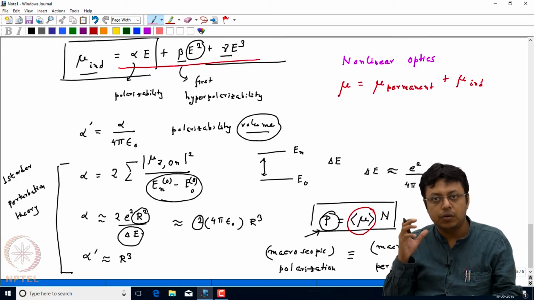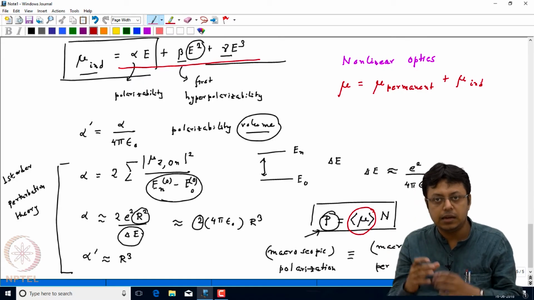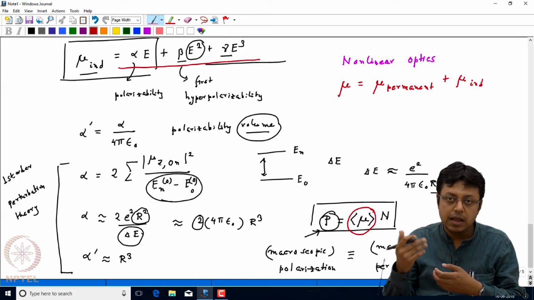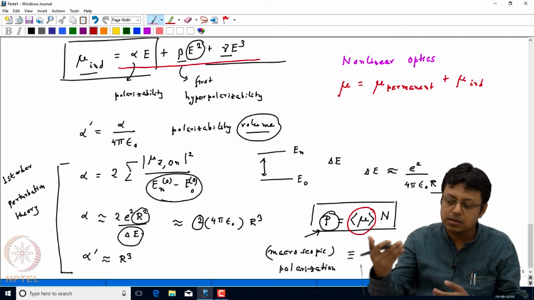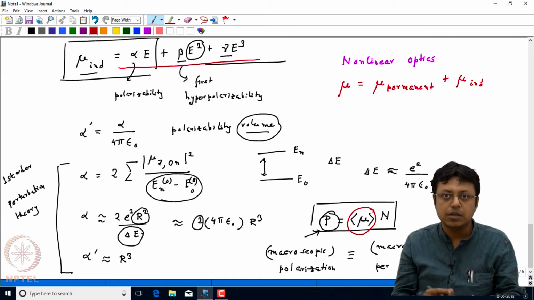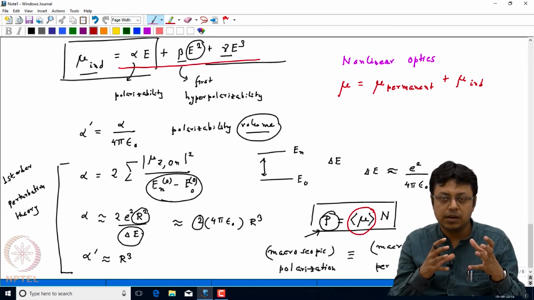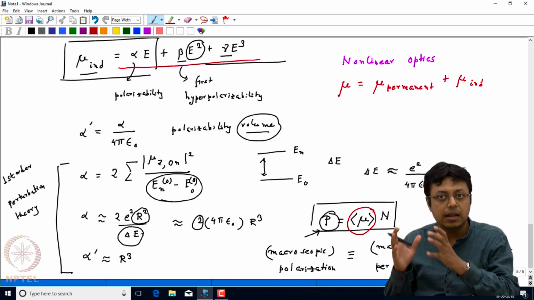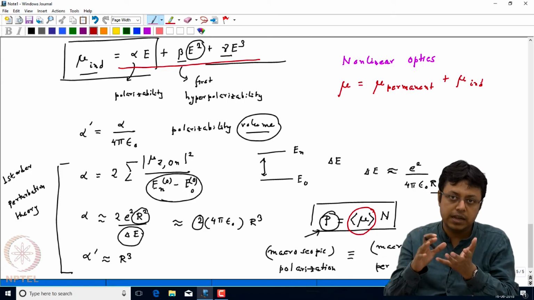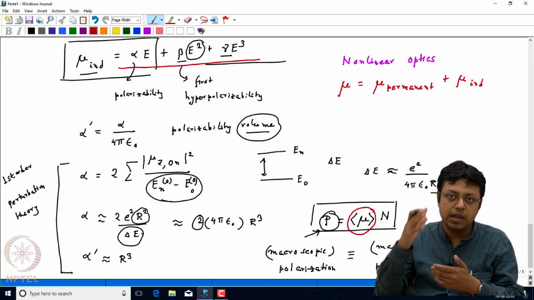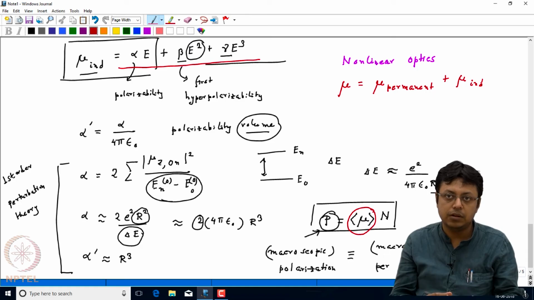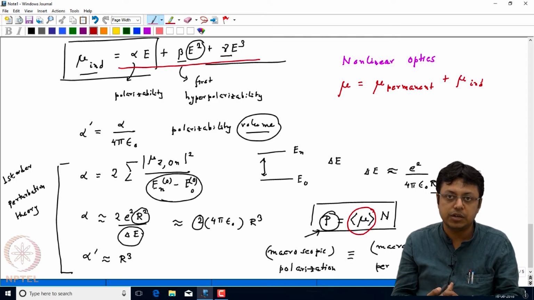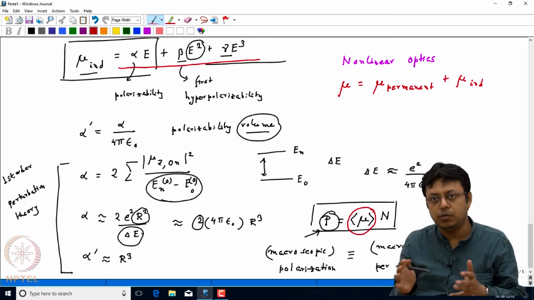But when we apply an external electric field, all these permanent dipoles will try to orient themselves along the field, and the field will also induce some induced dipole moment. So, the total dipole moment, which is the permanent dipole moment plus the induced dipole moment in the presence of the field, will try to orient itself along the field. So, we will have a distribution of dipole moment along the field, and that will give rise to a macroscopic polarization in the system that we are now going to discuss.